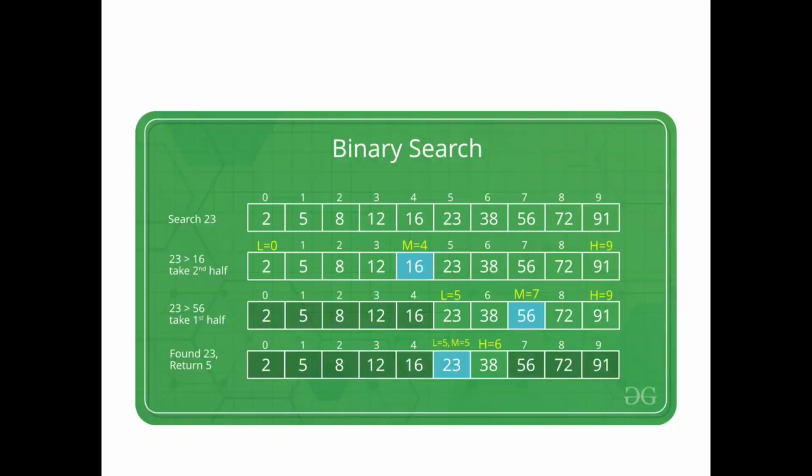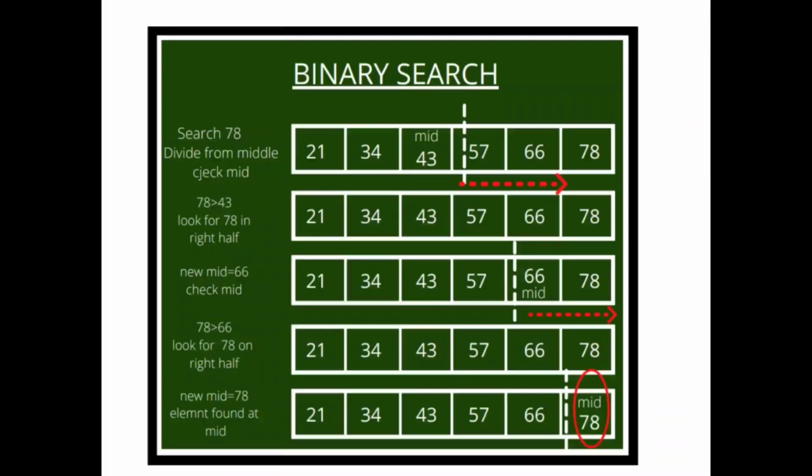Next, the low position is the fifth position and the high position is the sixth position. That is low plus high by 2, which is 5 plus 6 by 2, that is 11 by 2. 11 by 2 is nothing but 5, you can see here, m equal to 5. Next is the comparison with the element 23. Both the elements are identical, so the element has been found.